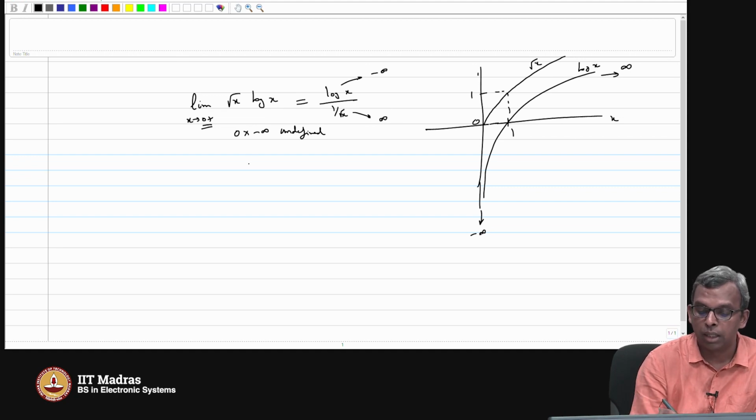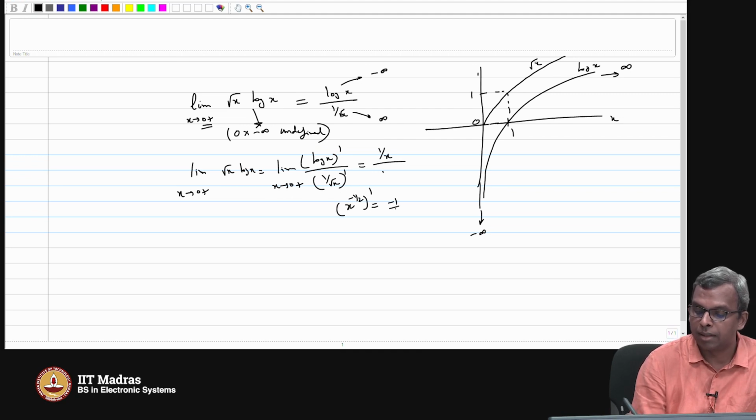If you use L'Hopital's rule, you see that the limit as x tends to 0 plus of root x log x is the limit as x tends to 0 plus of the derivative of log x, log x prime, divided by 1 by root x prime. Okay, so log x prime is 1 by x, and 1 by root x prime is x power minus half prime, and that is minus half x power minus 3 by 2. So that's what I need to write here. It's minus half x power minus 3 by 2. So it's important.